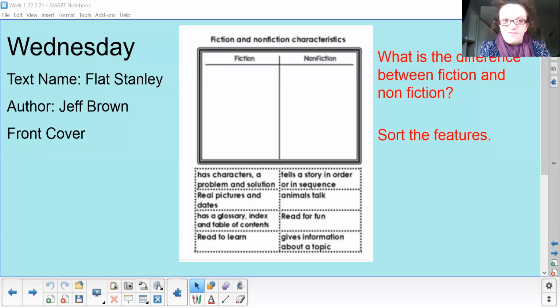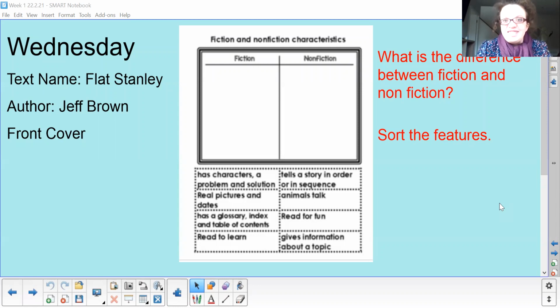Okay, wonderful. Right, a little starter today. Now, we know that Flat Stanley is a fictional story, and fiction, we know, means that it's made up, it's not real, it's creative, anything can happen. Meanwhile, non-fiction is real information. It tells you facts and figures and shows you photographs and things like that.